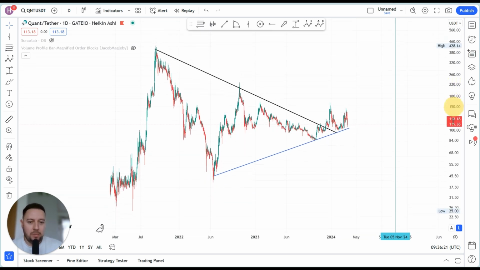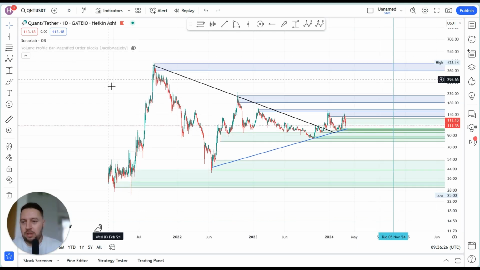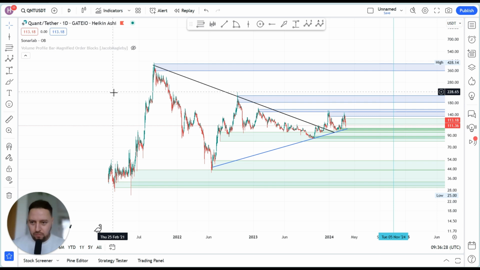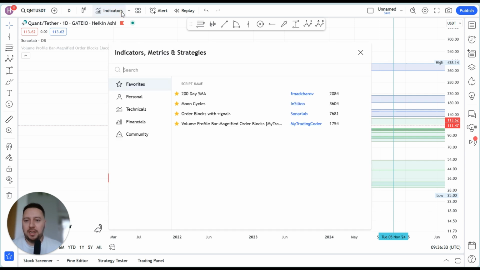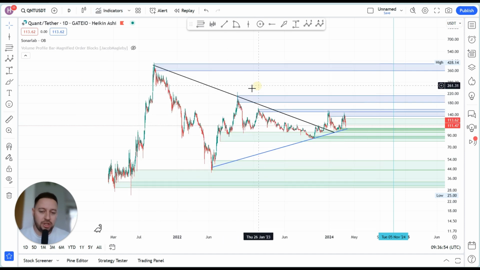Now, I've talked about these order blocks, so we're going to just enable them as well. This is my own order block that I've discovered, just searching through the various indicators in the TradingView library, if you will. This is the one that I'm using today. If you want to copy these order blocks, you can. Just search for that title there. There's also a volume profile bar magnified order blocks indicator, which is what the guy over on x.com was suggesting.